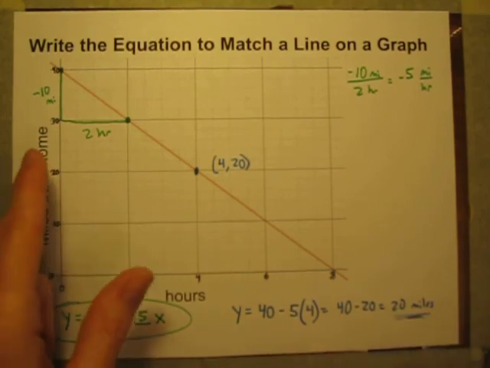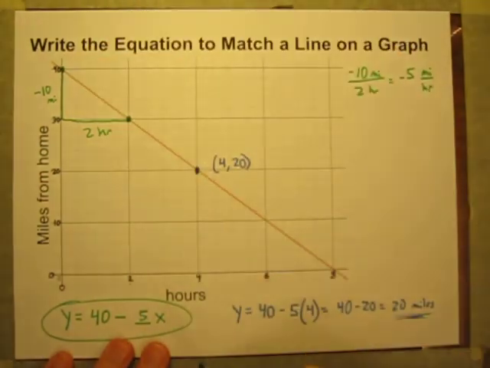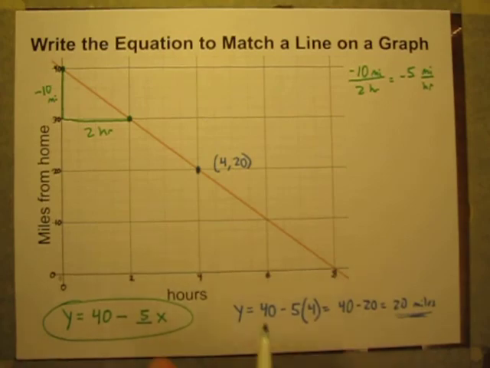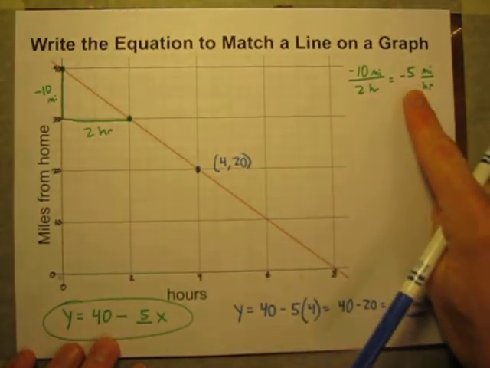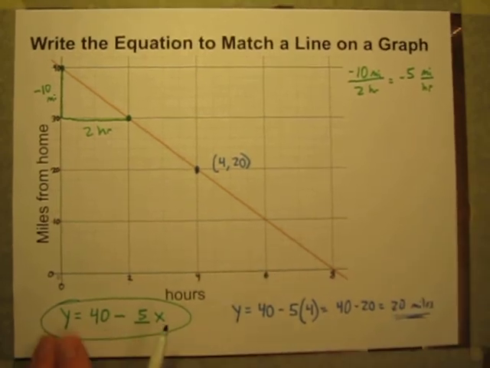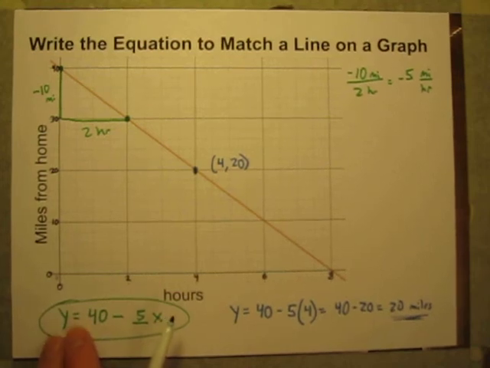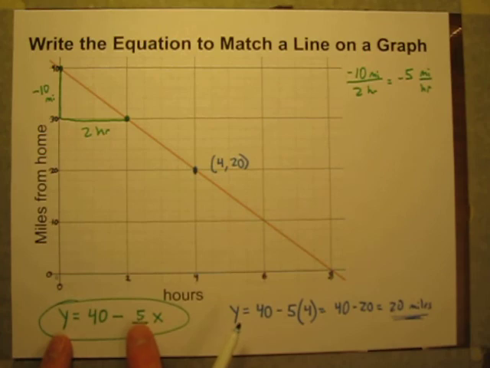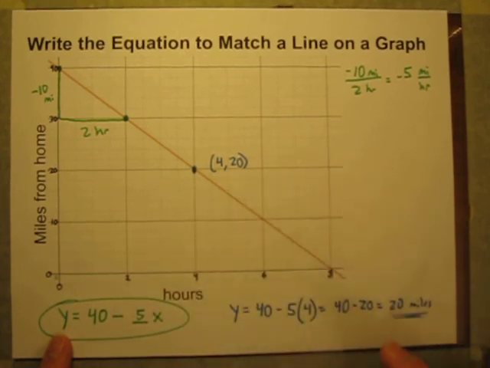So I got the equation by getting a starting point and getting a rate of change. My starting point was 40, my rate of change was negative 5 miles per hour, and then I could write this as y, the distance in miles at any time, is equal to 40 miles that I start with minus 5 miles per hour times x hours, and then I even tested it to make sure it works.